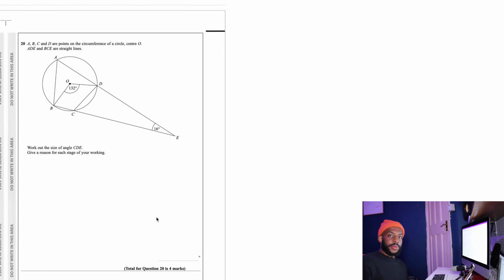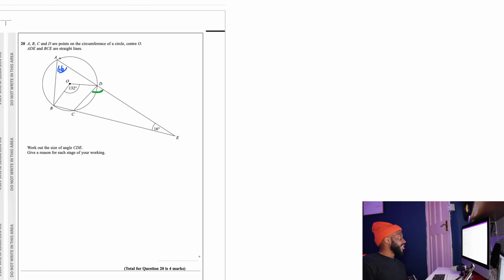Okay, we've got a circle theorems question. So in this one, we need to find angle CDE. So angle CDE is this angle I'm marking in green right now. The first thing we can do is find angle BAD, because the angle in the center, sorry, is twice the angle at the circumference. So we do 132 divided by 2, and that gives us 66 for this angle there.